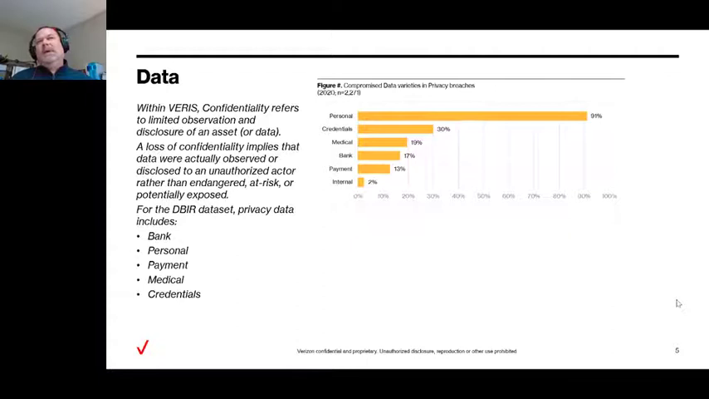When we're looking at the 2020 timeframe only, we're looking at 2,271 data breaches where, again, we have confirmed that there's been a compromise of data, specifically here, privacy breaches. You can see in the chart how the data stacks up. 91% of the time, 9 out of 10 times, we're dealing with personal data, followed by credentials at 30%, your PHI at 19%, and your banking information and PCI data at 13%. Okay, so let's move forward here.